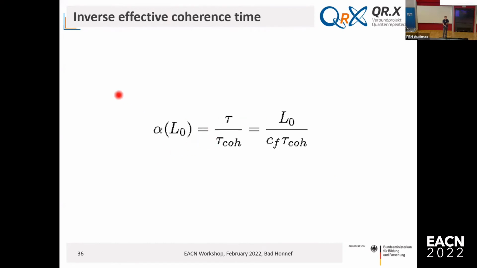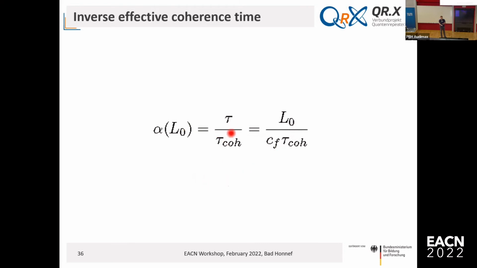This can be referred to as an inverse effective coherence time. So it's the coherence time here, and in the enumerator it's the elementary time unit of our repeater, which, if we have to include classical communication, depends on the segment length. But that's of course also protocol dependent. But in general, it would be something like this.